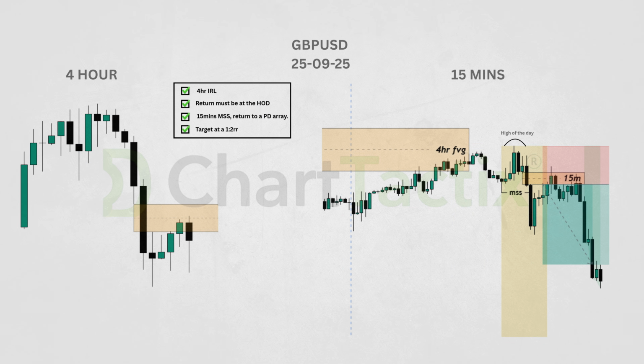Now let's move to the 25th of September, 2025. We had our 4-hour bearish internal range liquidity. Price returned to it at the high of the day. Then we got our 15-minute market structure shift. After that, price returned to a PD array, which became our entry. We target a 1-to-2 risk-to-reward ratio, and the trade played out perfectly.